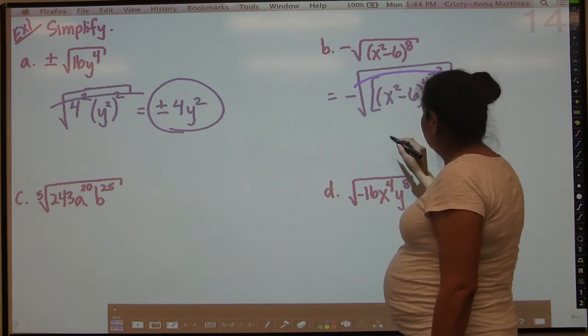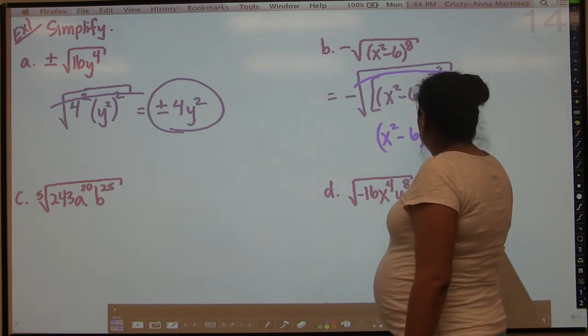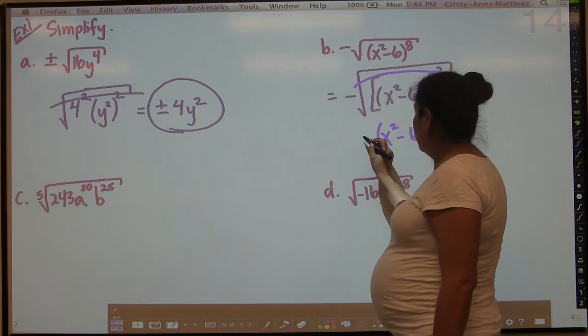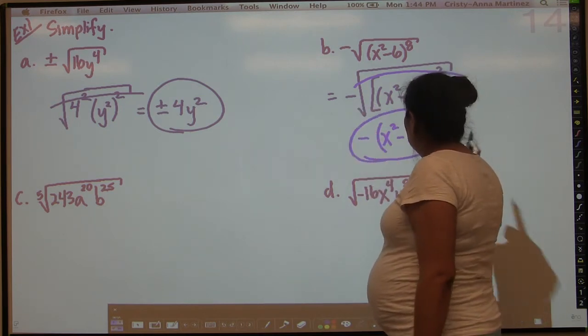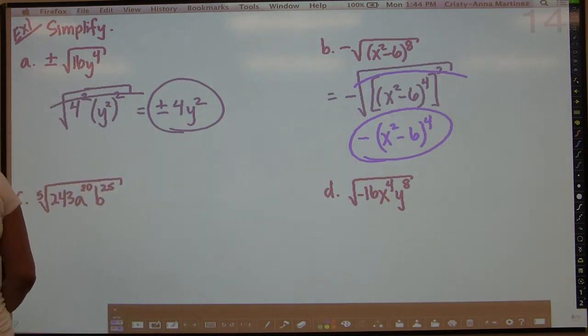And what's going to be left is the x squared minus 6 to the 4th power, and of course the negative. And that would be my final answer for part B. So the square root of negative square root x squared minus 6 to the 8th power is negative x squared minus 6 to the 4th power.